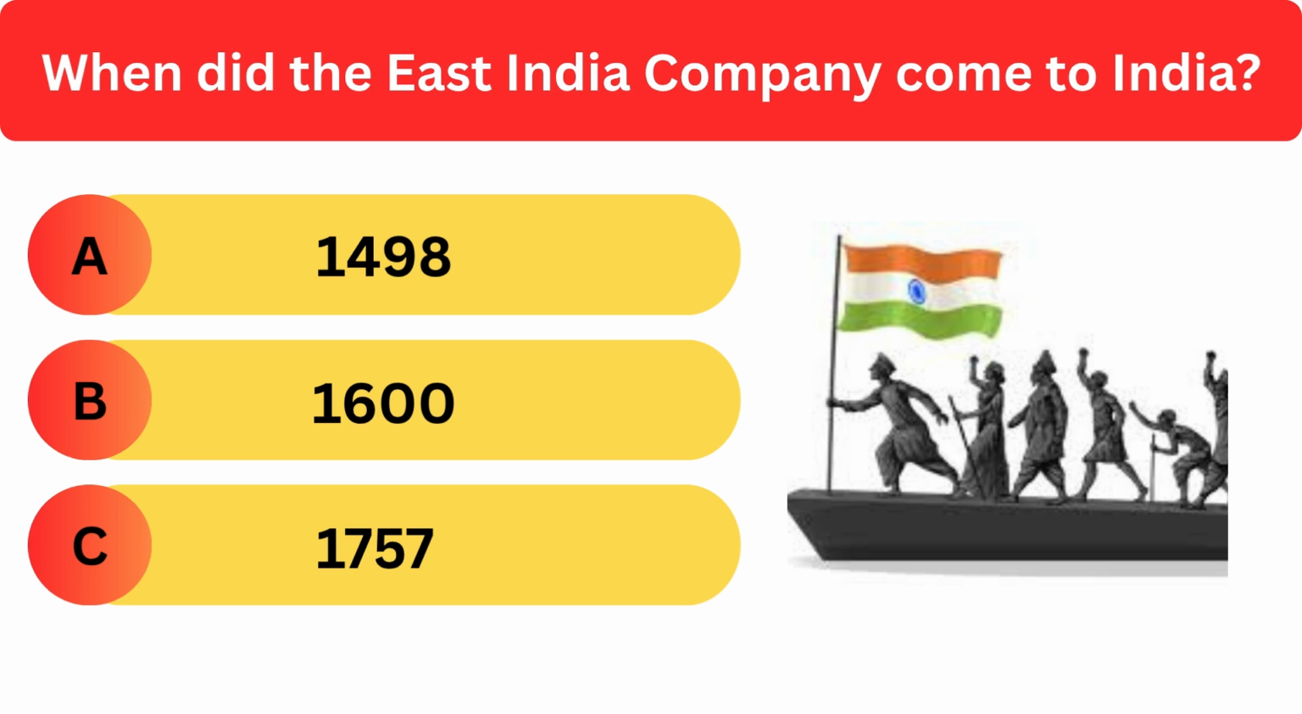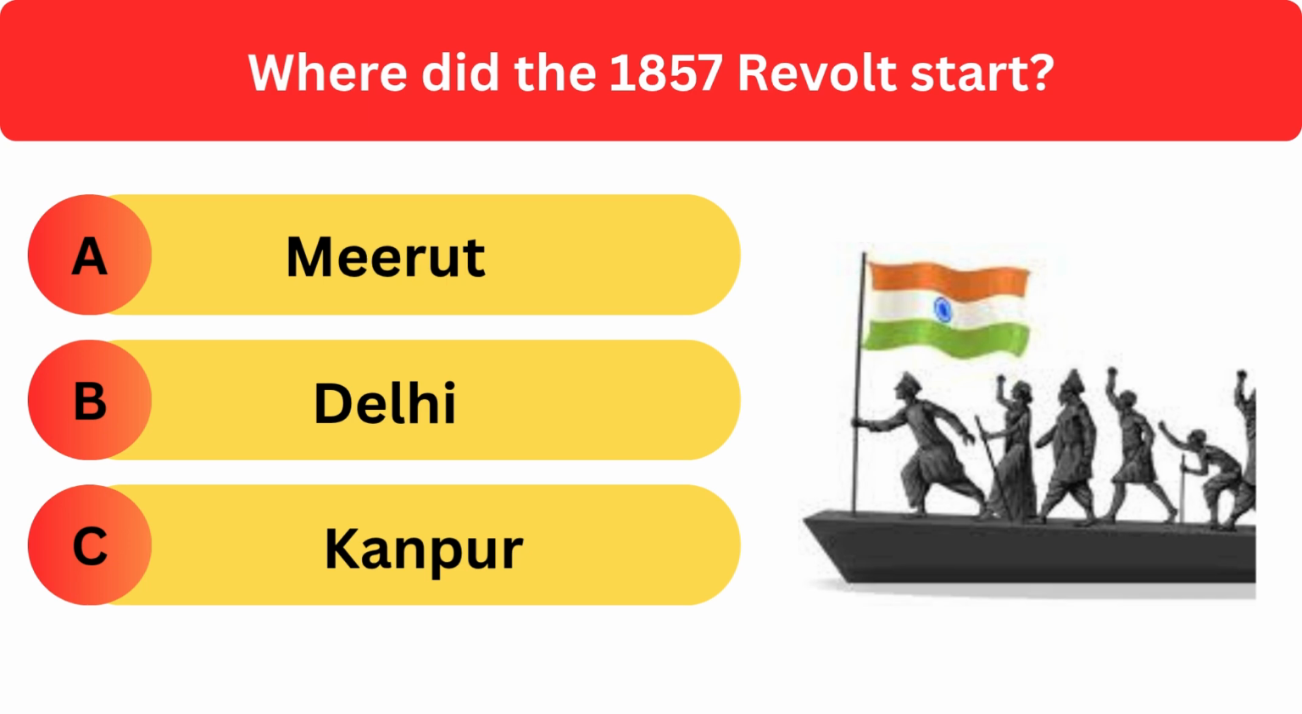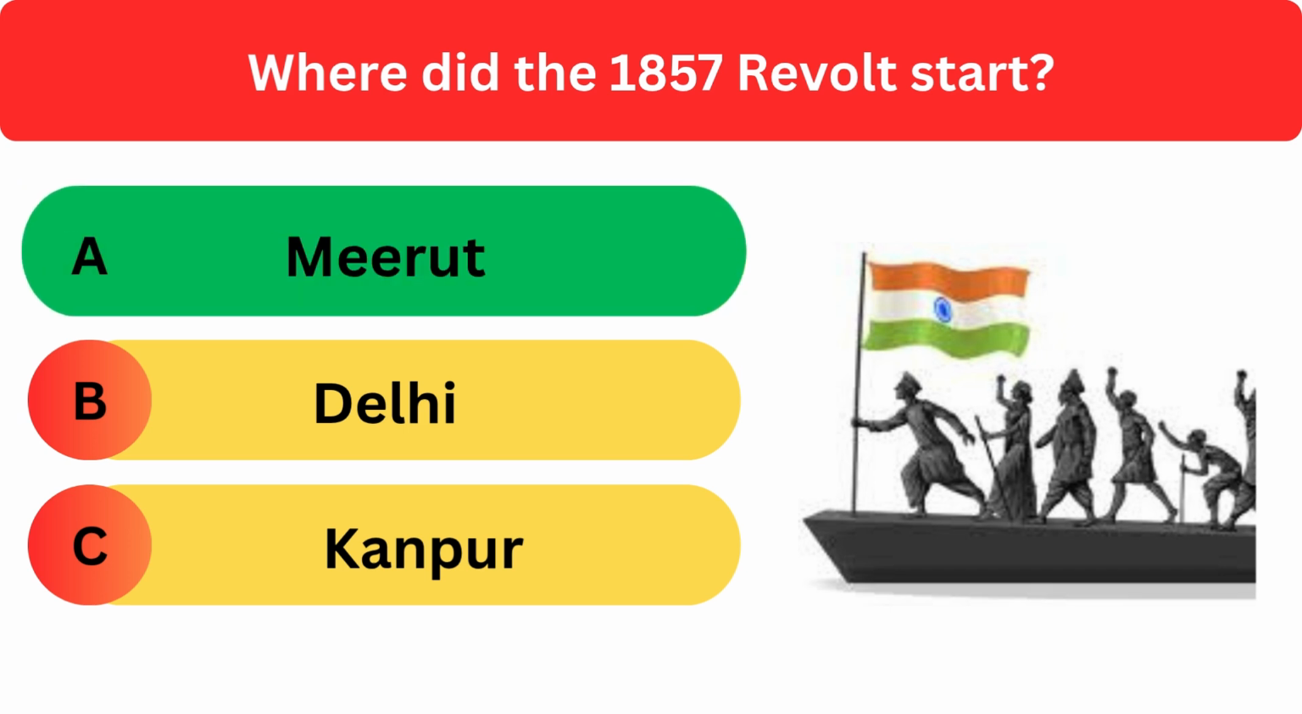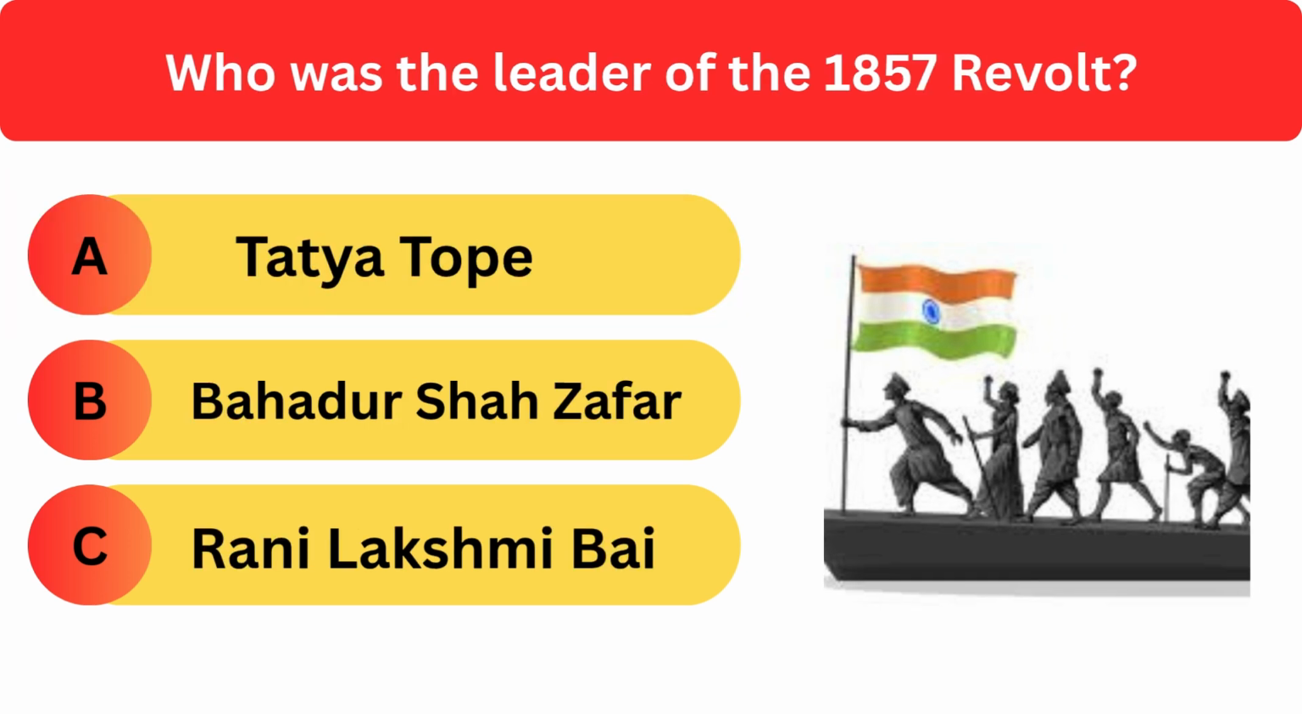When did the East India Company come to India? 1498, 1600, 1757. Correct answer is 1600. Where did the 1857 revolt start? Meerut, Delhi, Kanpur. Correct answer is Meerut. Who was the leader of the 1857 revolt? Nana Sahib, Bahadur Shah Zafar, Rani Lakshmi Bai. Correct answer is Bahadur Shah Zafar.